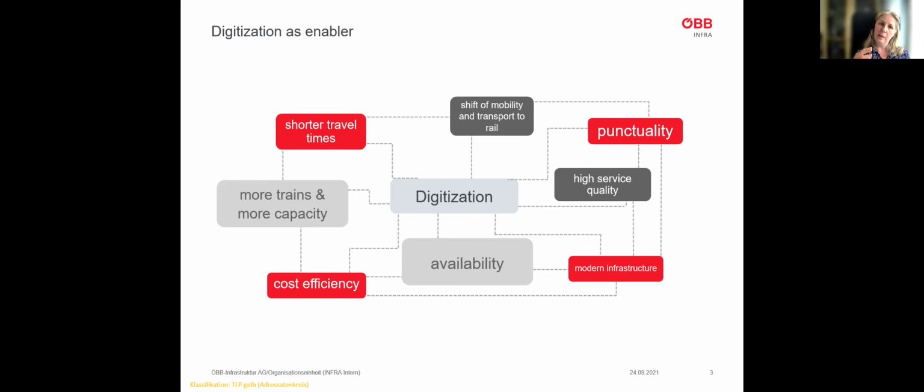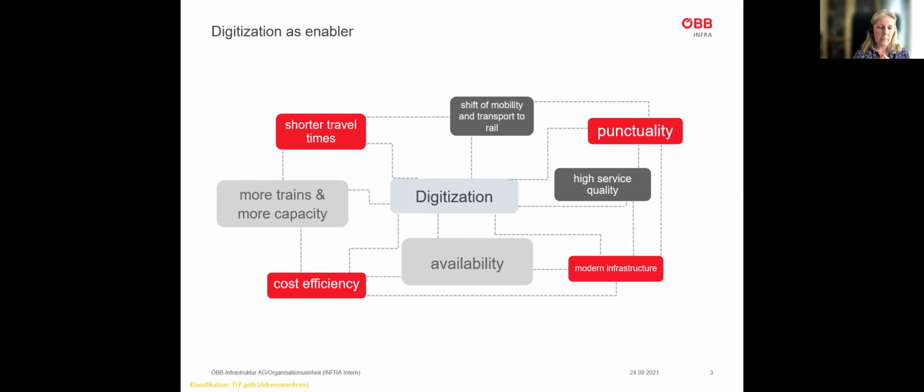And now, additionally, with this mentioned shift of mobility towards railway in the future, we expect that we have to provide more trains, so more capacity to our customers. And the challenge now is to make the existing infrastructure more performant, more resilient, and more available, while at the same time reducing life cycle cost. And we see that here the digitization of our infrastructure is one enabler for that.